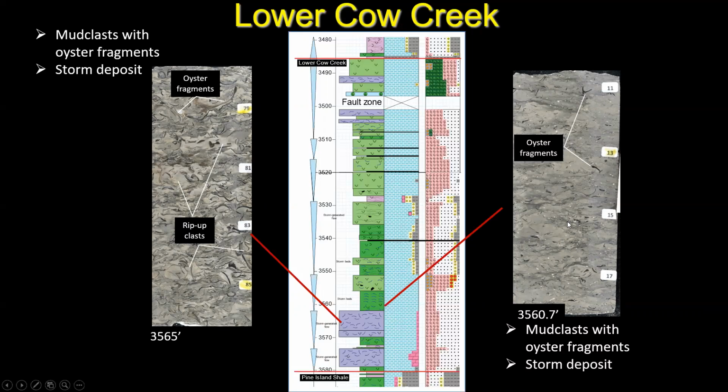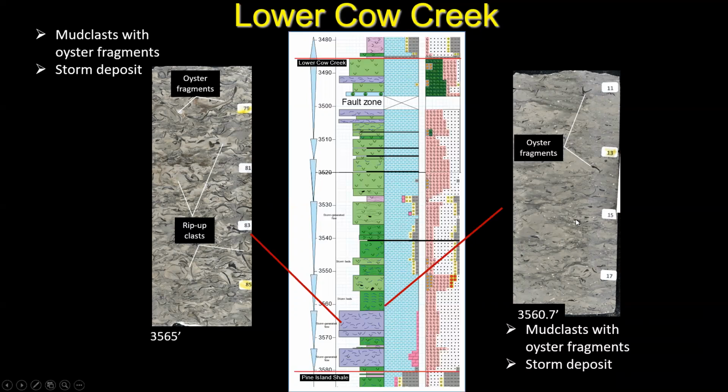And what happened, these could be ripped up by storms, and then a storm return current creates a gravity flow, moving them down dip. Therefore, transport by storms and associated storm flows were important during the lower Cow Creek.